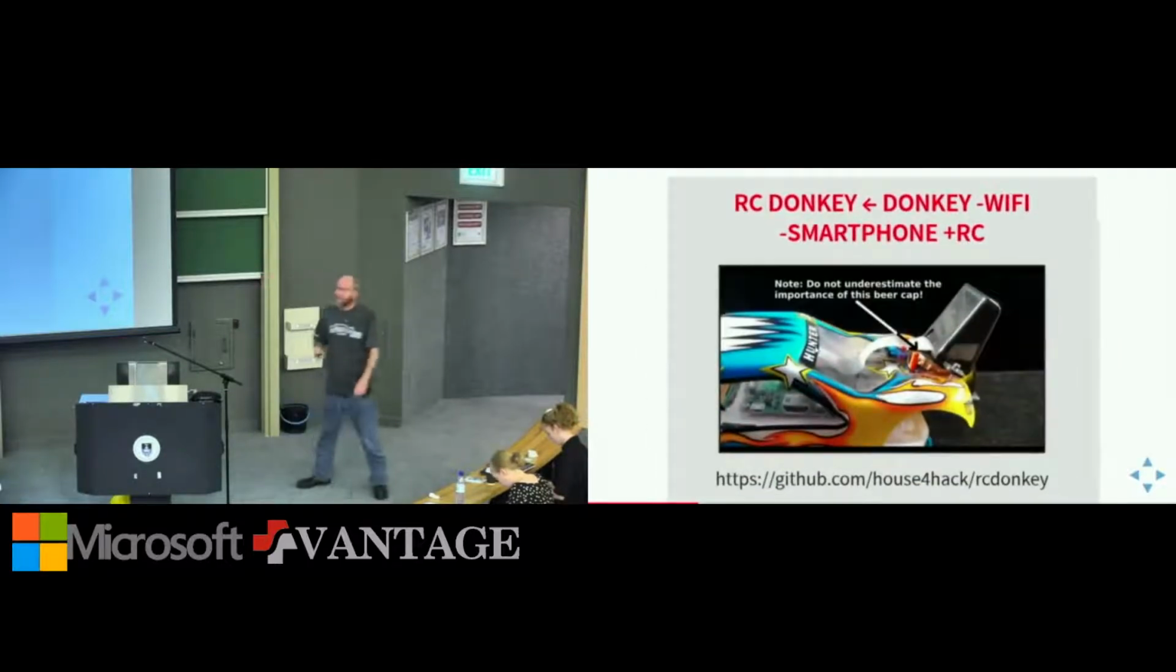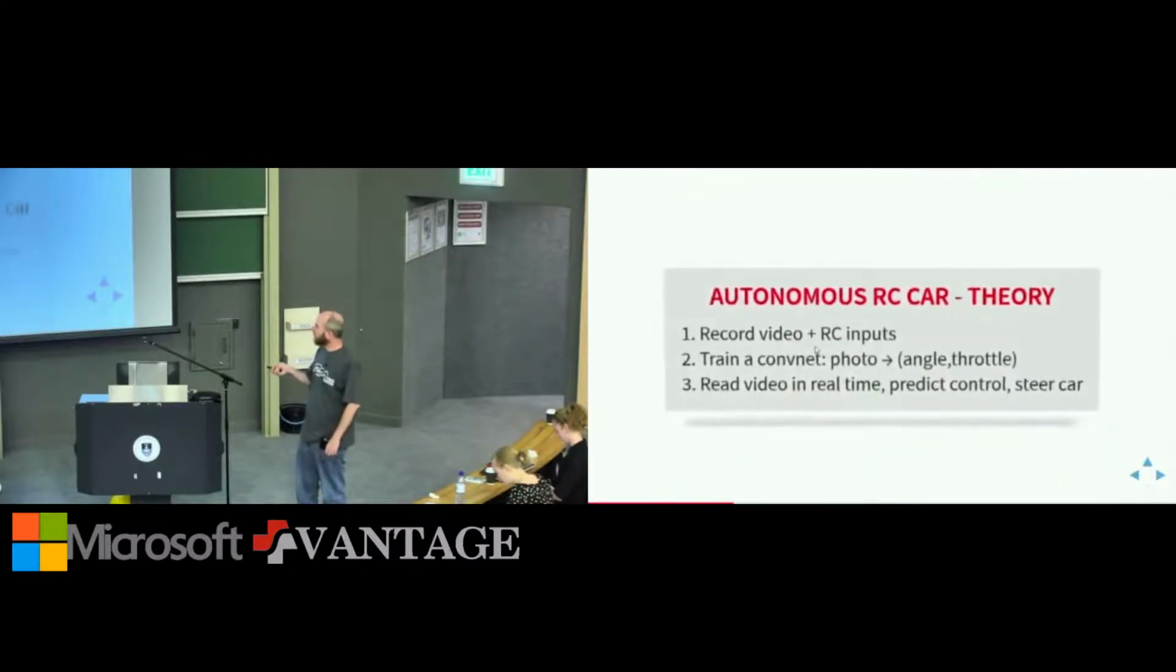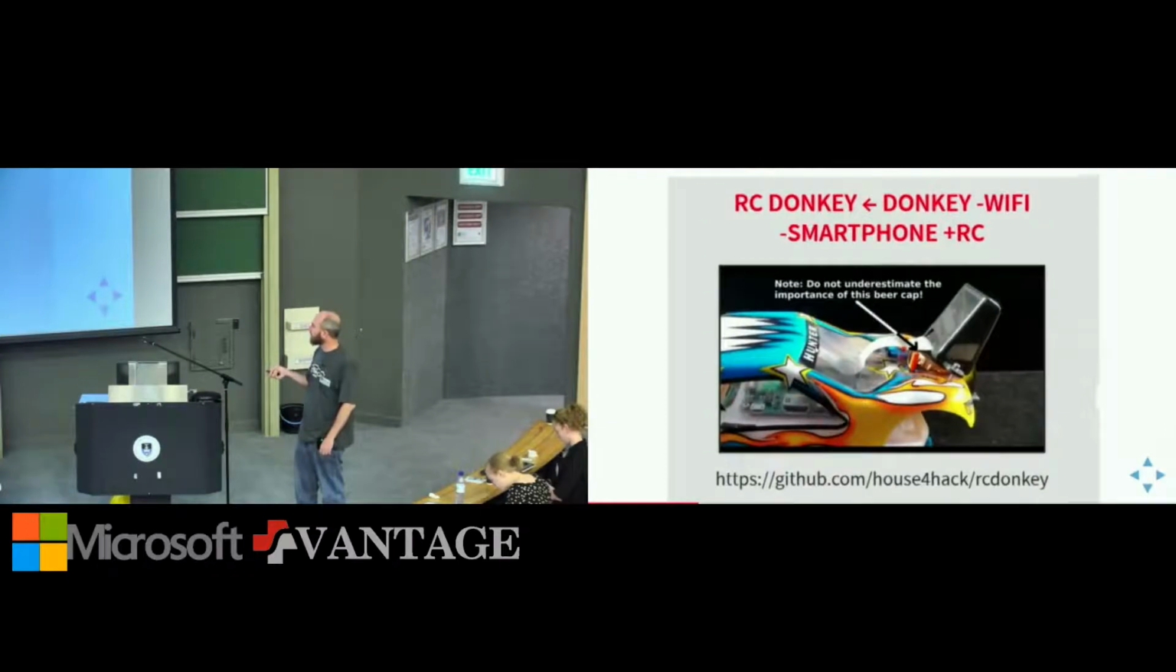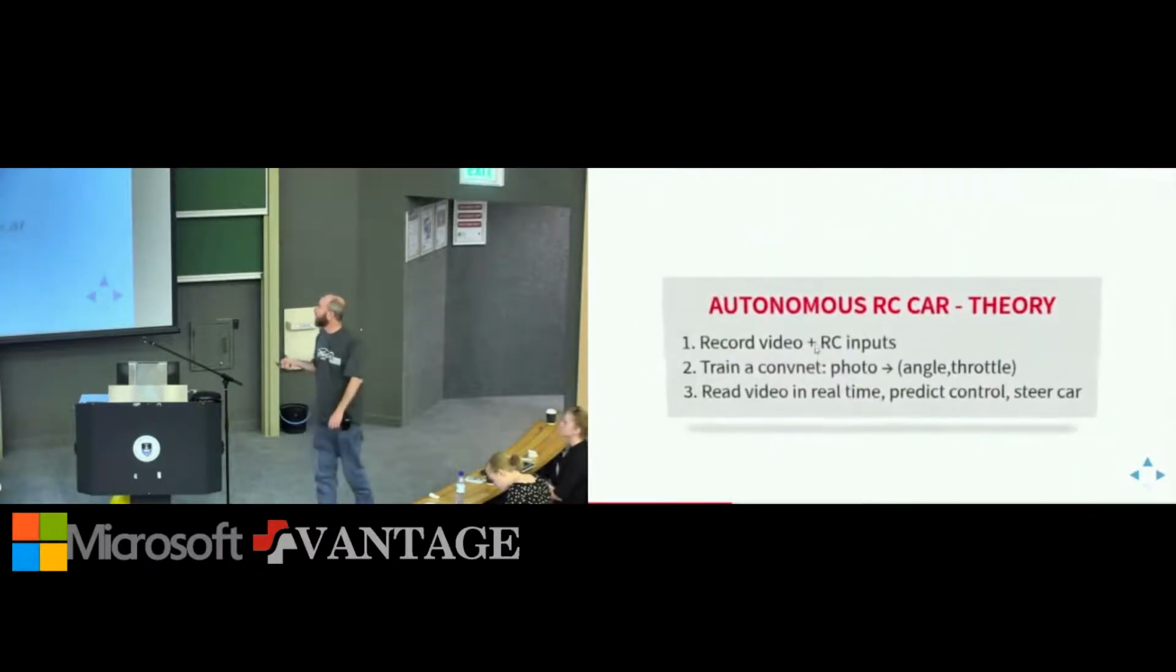What we didn't like about the Donkey project is that you need to use your smartphone to control the RC car. If you've ever raced an RC car, it's quite difficult to do that with a smartphone. You also needed Wi-Fi, and sometimes you want to race outside where there isn't any. So we removed all of those things and added the RC back into the RC car. We released this as open source, so that's the link.